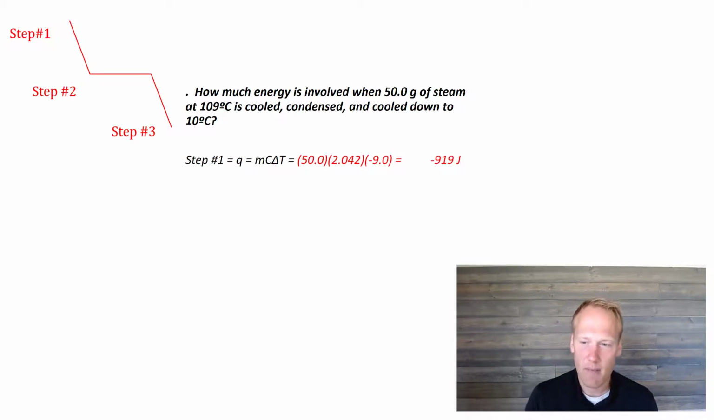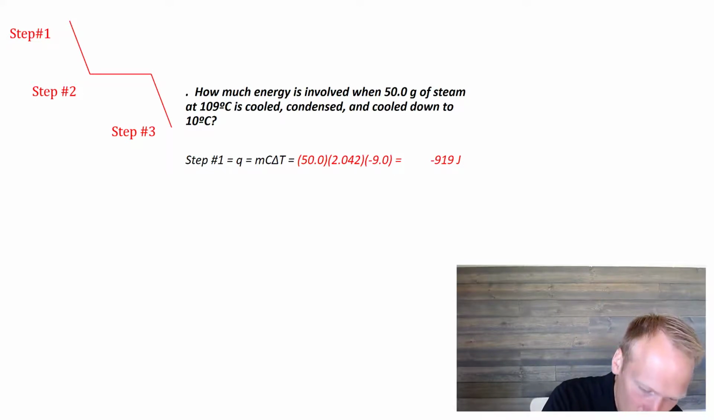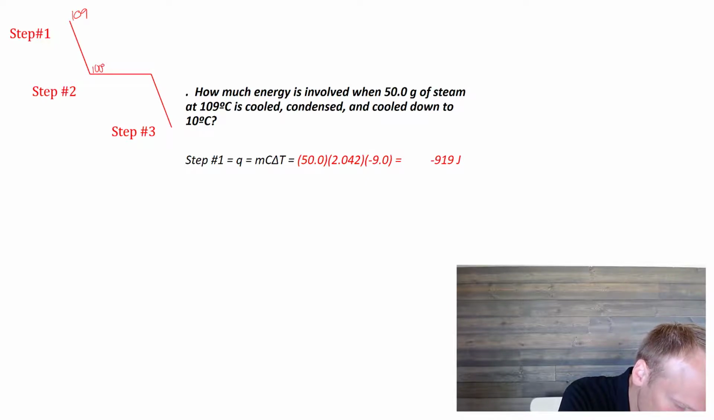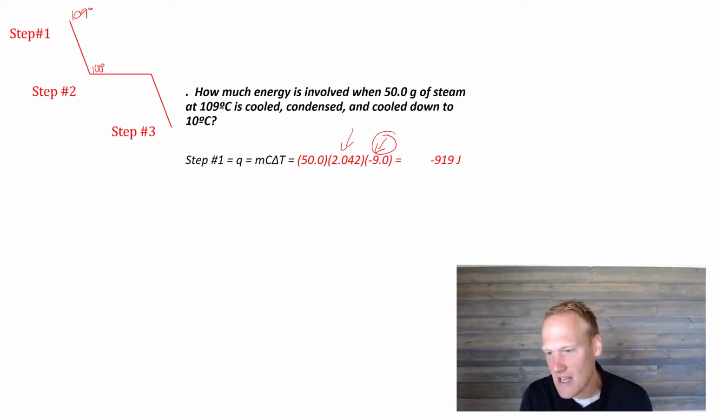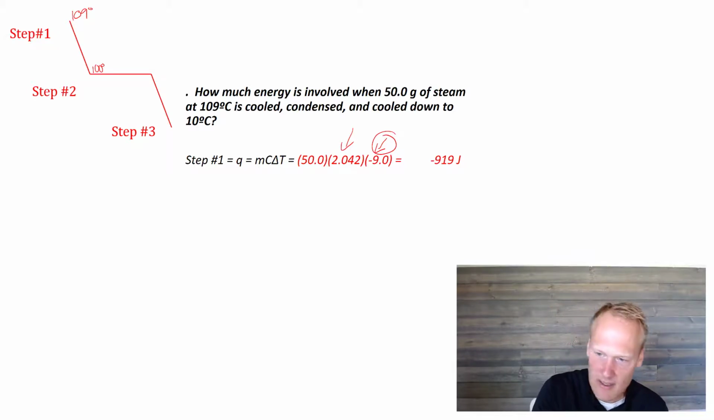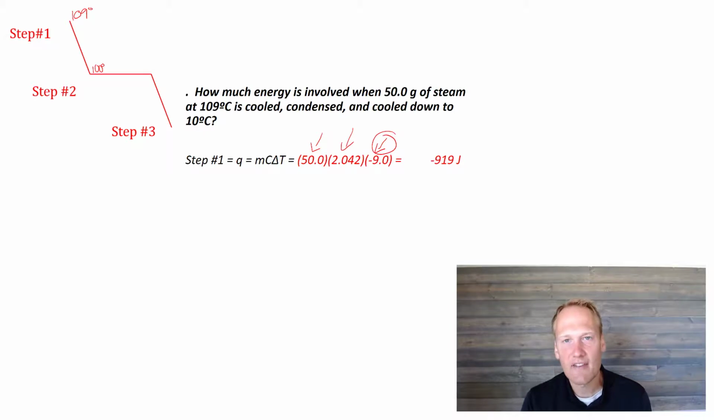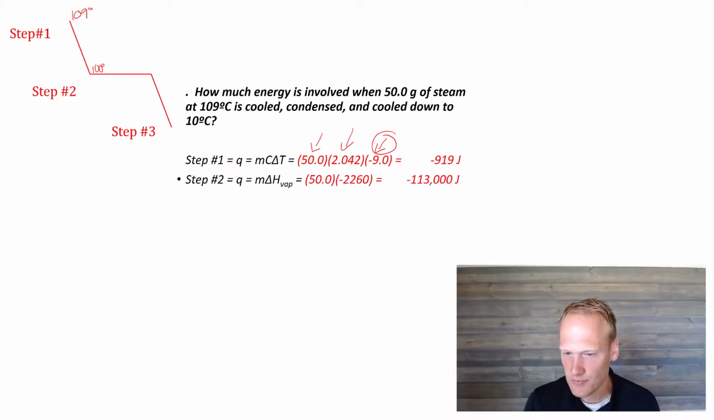Here's our first step. Q equals mcΔT. We're going from 109 down to 100 degrees. So that's a -9 degree change. And here is the specific heat for steam, because that's what phase we're in at that point. And we have 50 grams. And we calculate -919 joules.